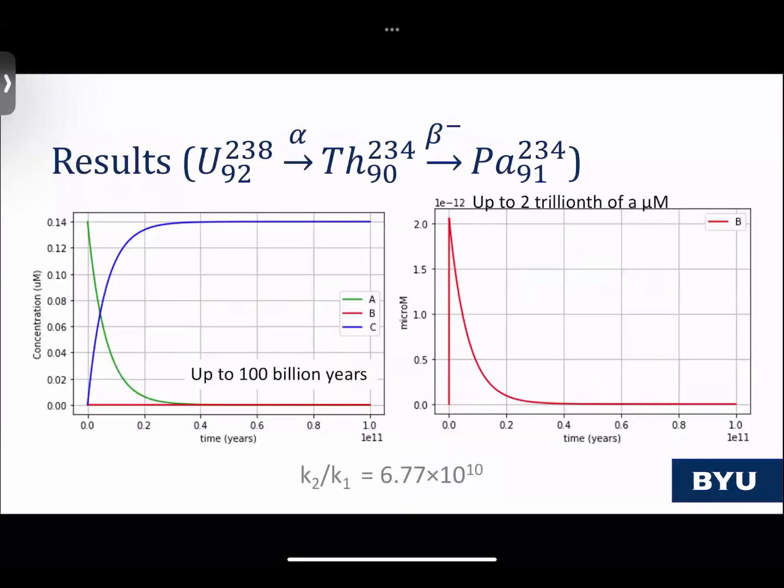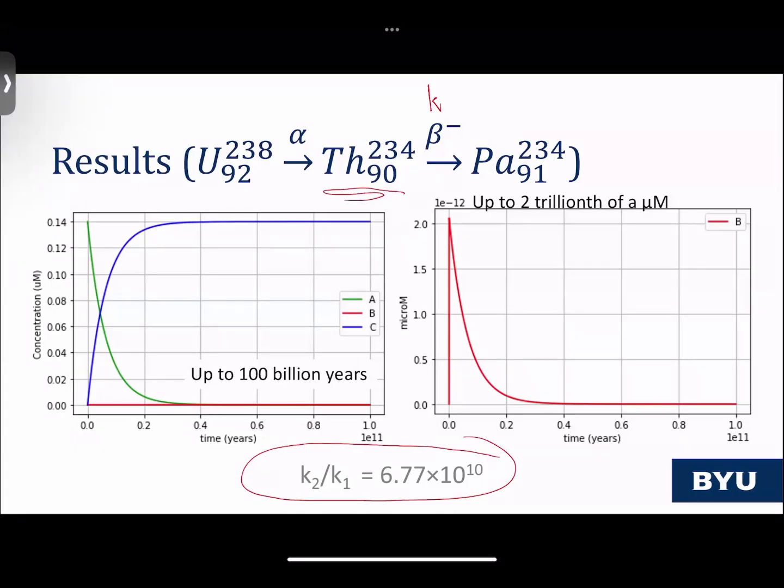So using those equations, I can plot these things in Python. You can see when I have 238 decaying to 234, because I have a really big K2 relative to K1, my ratio is listed here. My K2 is much bigger than K1. You can see I don't even see B, which is our thorium, accumulating much. If I zoom in on it, I see an initial spike and then decay. But notice this is 10 to the minus 12.